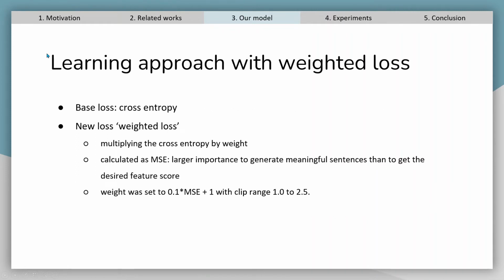We use cross entropy as a base loss and calculate a new weighted loss. For that, we multiply the cross entropy by a weight. We calculate the weight using MSE, so the importance is put more on generating meaningful sentences rather than desired feature score sentences. The weight was set as shown in the slide.